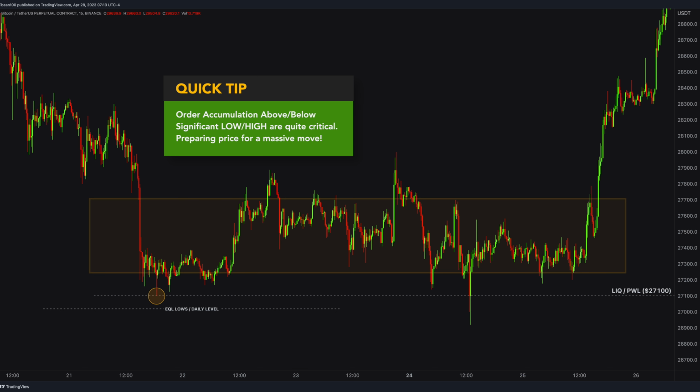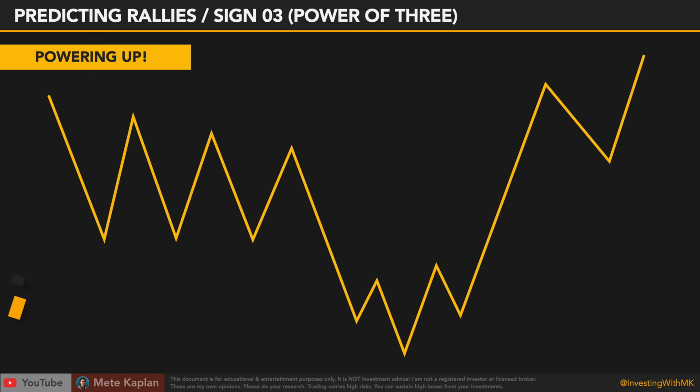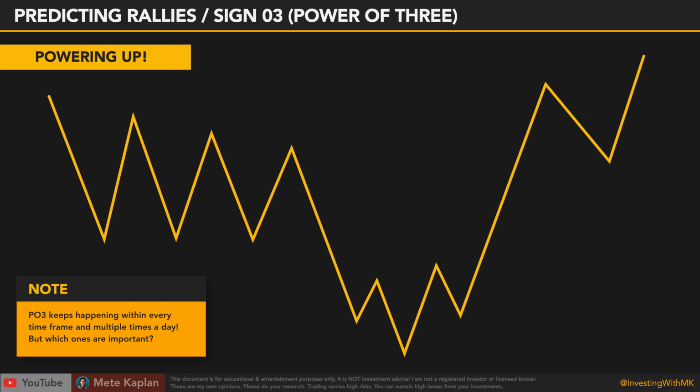However, not every weekly and daily low will cause a rally. If that were the case, I would just send orders to each high and low and become super rich. We need other signals. Rallies require multiple signals. This brings us to third signal, the power of 3.